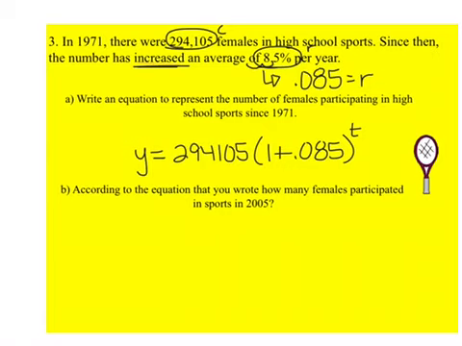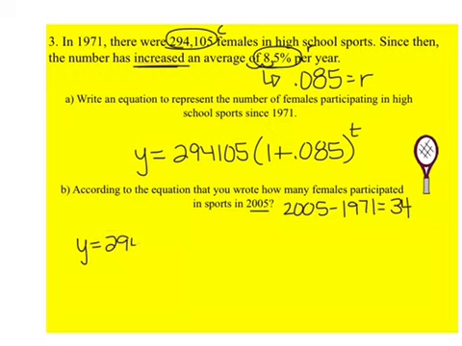Part B then says, according to the equation, how many females participated in sports in 2005? Well, this was the number in 1971, and it wants me to get to 2005. So I have to figure out how many years have gone by so I can plug that in for the t value. So I'm going to do 2005 minus 1971. If I do that, I end up getting 34. So I'm going to plug 34 in for t.